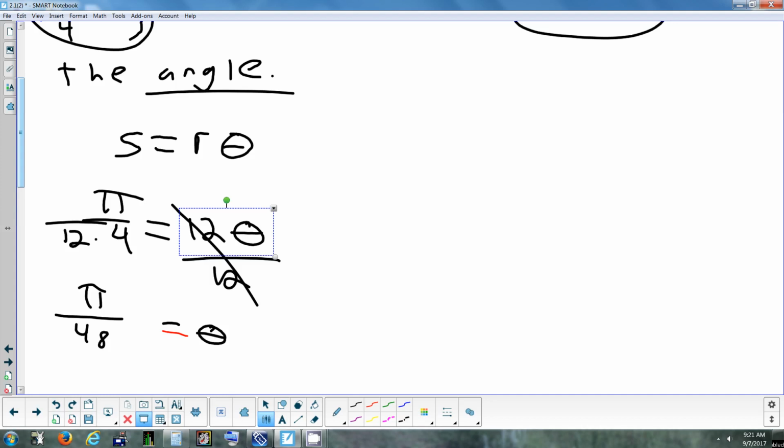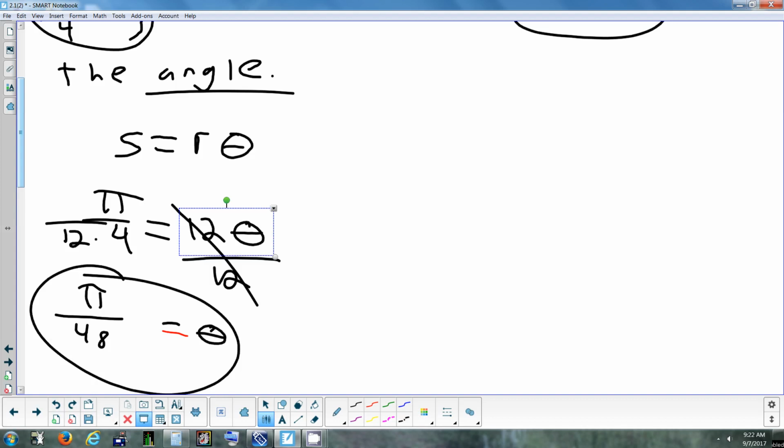So pi over 48. Now what is that again? We just solved for the angle, which is measured in radians. So do I need to put anything on that? No, we just leave it like that. That's pi over 48 radians.